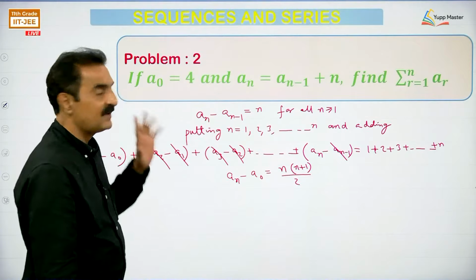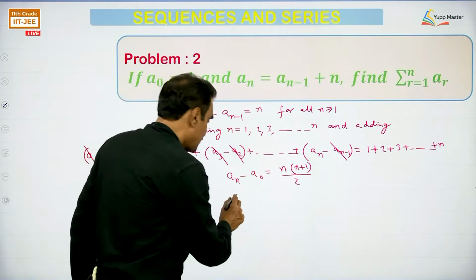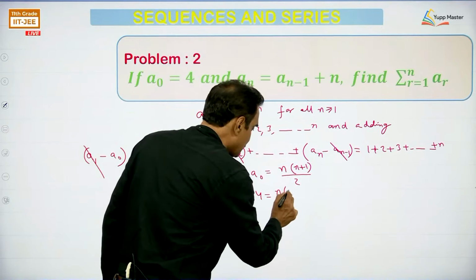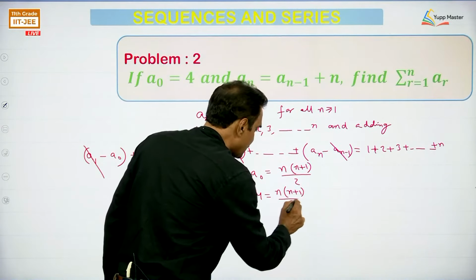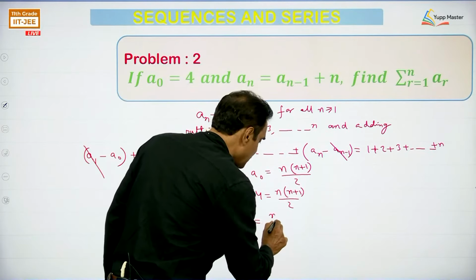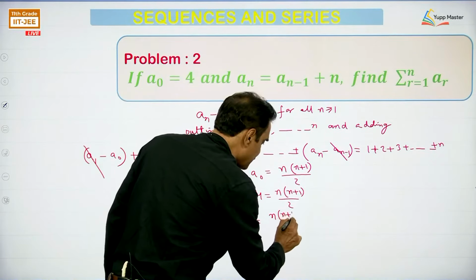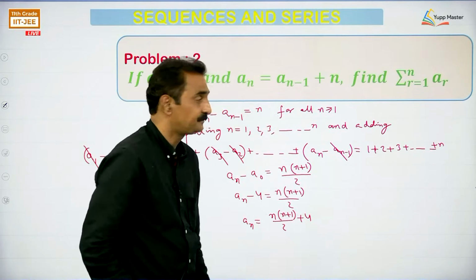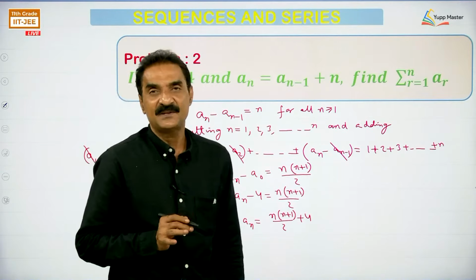Now, a0 is given as 4. So, an minus 4 is equal to n into n plus 1 by 2, and an is n into n plus 1 by 2 plus 4. We got the nth term.